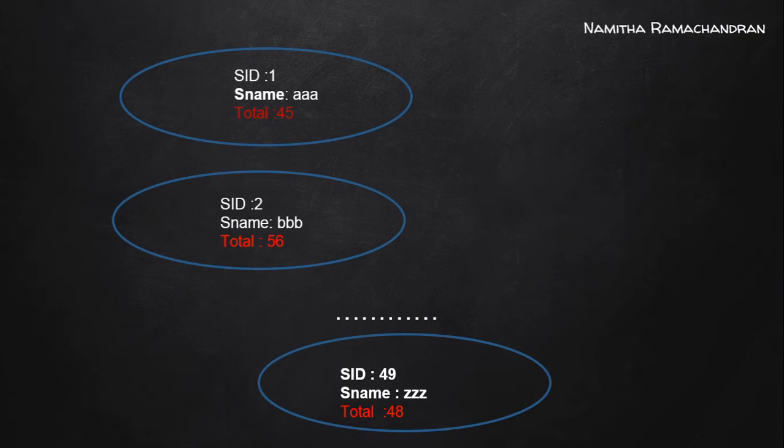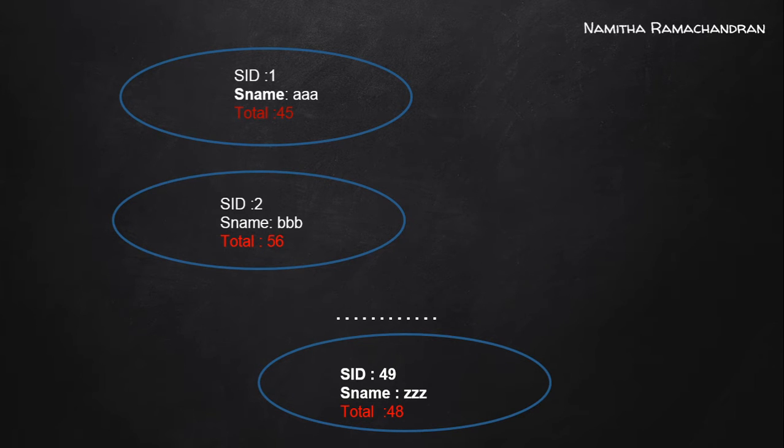So, here we are given the details of students in a class, and the details include the ID of the student, that means the roll number, name and total marks of a subject. That means the mark obtained for a subject.